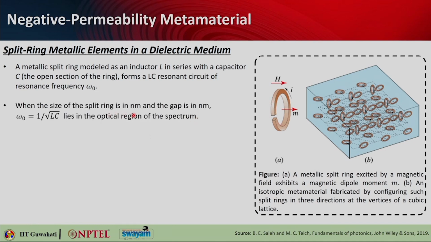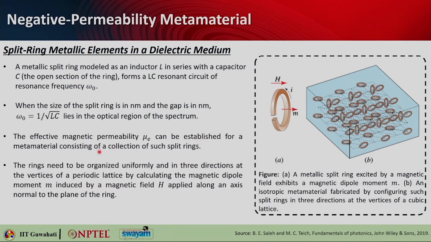So when the size of the split ring is in nanometers and the gap is also in nanometers, you can calculate and see that the resonant frequency omega naught, which is calculated as 1 over square root of LC, will fall in the visible region of the spectrum. So the effective magnetic permeability mu e can then be established for a metamaterial consisting of a collection of such split rings. Okay, so you make a collection by placing them in this fashion, and you will get that.